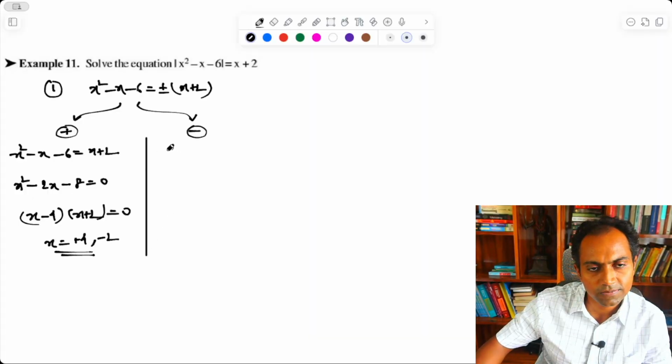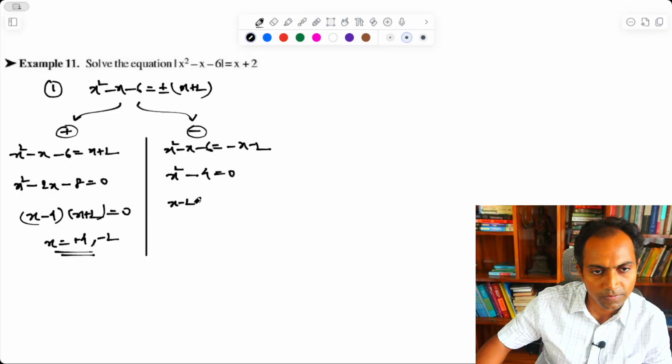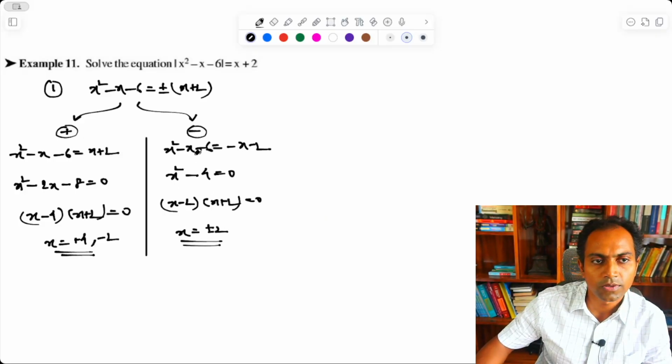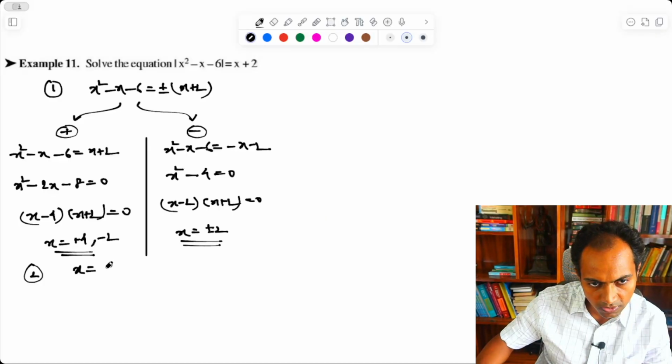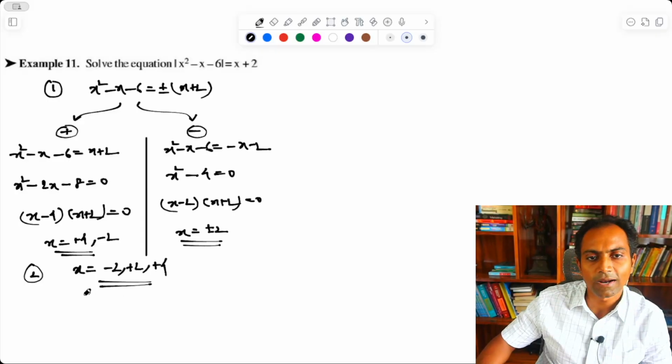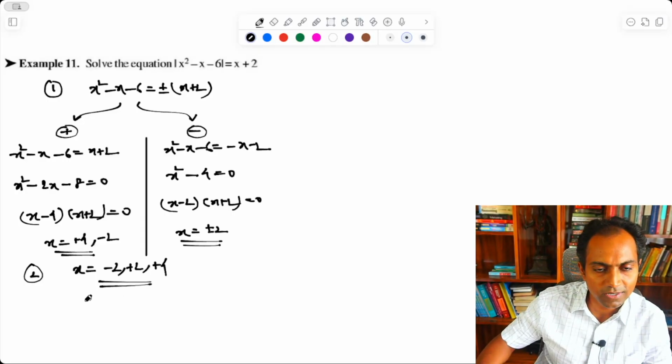So in this case, x square minus x minus 6 would be equal to minus x minus 2. So what we are getting is x square minus 4 is equal to 0. This will become (x minus 2) into (x plus 2), and hence the value of x comes out to be plus minus 2. Now you can see that in the first step we have got three different answers. So solutions are 3, roots are 4. What are those answers? We have got minus 2, then there is plus 2, then there is plus 4. So we'll have to check for each of these. Now let us write the question and see what happens in each of these cases.